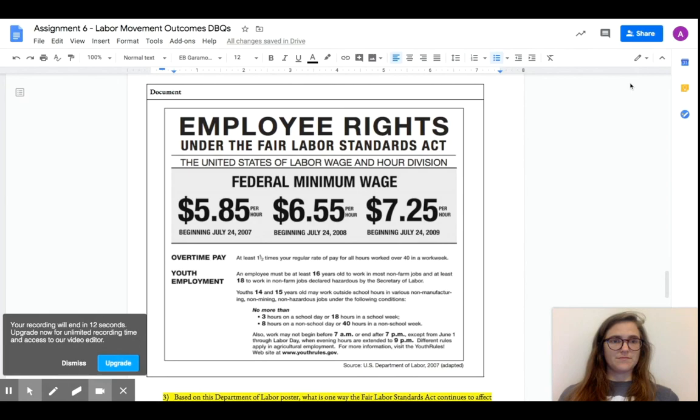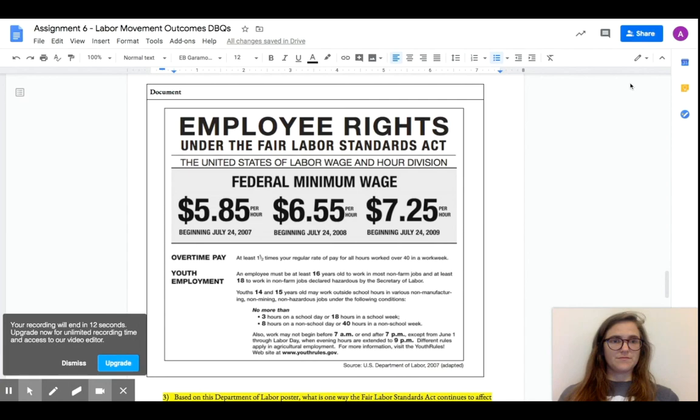It also says, work may not begin before 7 a.m. and end after 7 p.m. except from June 1 through Labor Day, when evening hours are extended through to 9 p.m. Different rules apply in agricultural employment. For more information, visit the Youth Rules website at www.youthrules.gov. So, since this stuff is all recently from 2007 through 2009, tell me one way this law continues to affect workers today.